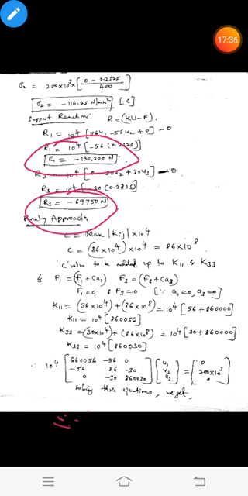If you add these two support reactions, approximately it is 2 lakh, that is 200 kilonewton. Since the applied force is 200 kilonewton, obviously the support reactions would be 200 kilonewton only. This is how the elimination approach can be applied to determine the unknown nodal displacements, the stresses in each element, and the support reactions using the finite element method.